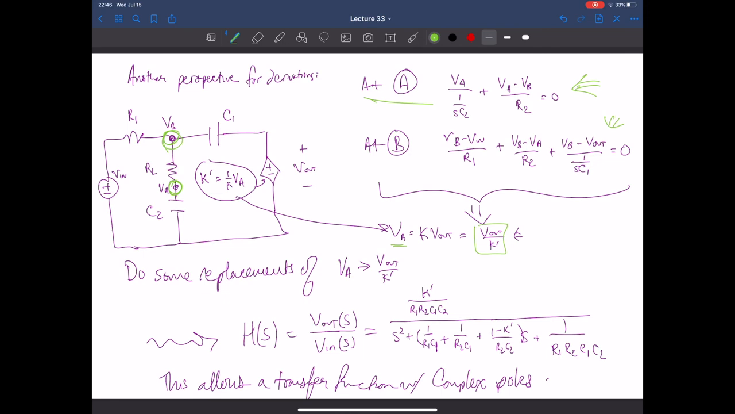And what that's going to do for us is, when we derive our equation down here, it's going to make life a lot easier, because then that K prime value basically dictates what's going on with our RA and RB, okay? And at the end of the day, once we do some derivations and some replacement of VA for V out over K prime, and we do some stuff with VB in those equations, we end up with this final transfer function, okay?